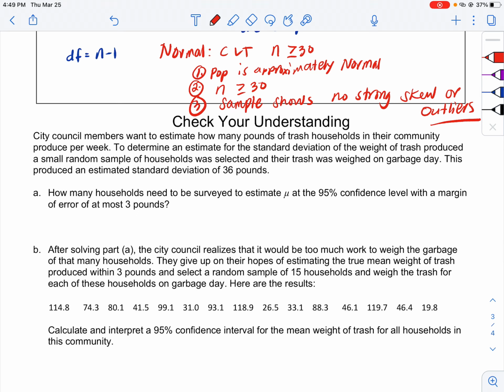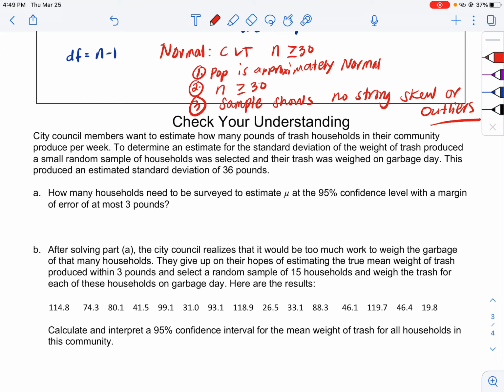A city council member wants to estimate how many pounds of trash households in their community produce per week. To determine an estimate for the standard deviation of the weight of trash produced, a small random sample of household was selected and their trash was weighed on a garbage day. This produced an estimated standard deviation of 36 pounds. How many households need to be surveyed to estimate the mean at the 95% confidence level with the margin of error at most 3 pounds? At most means less than or equal to 3 pounds, right?